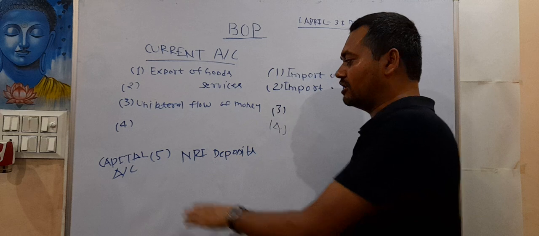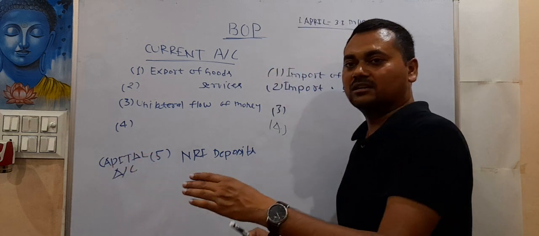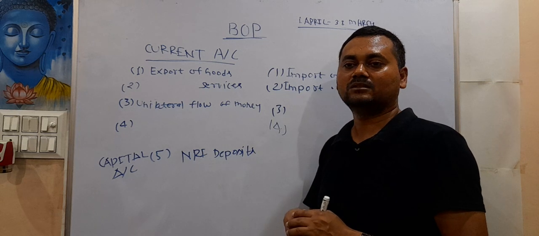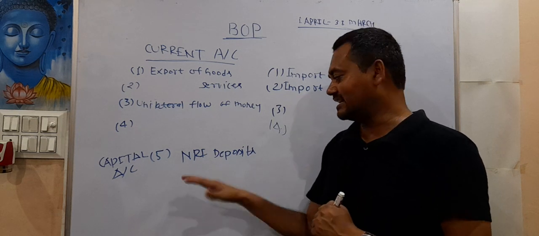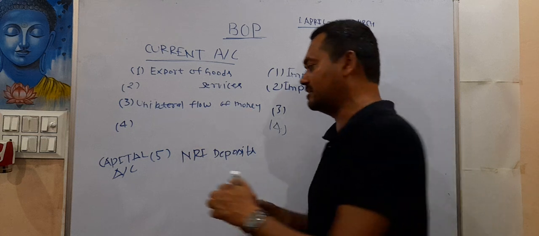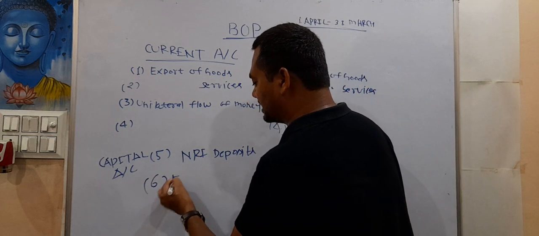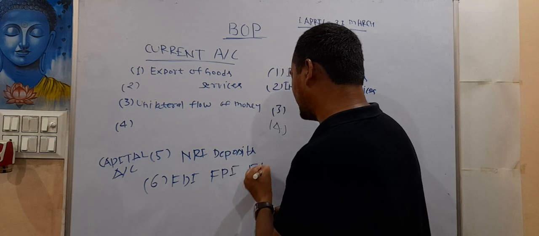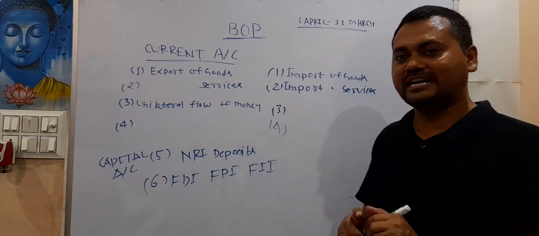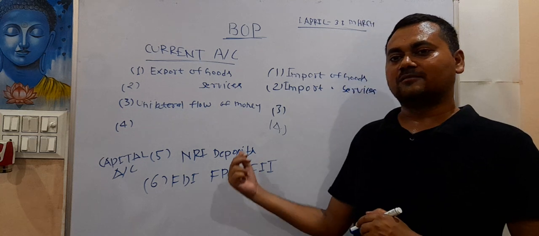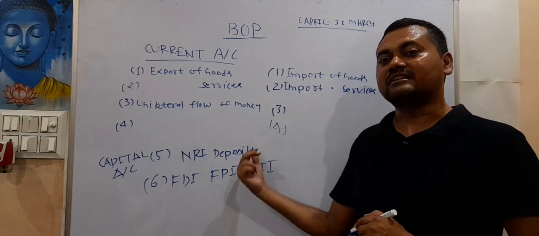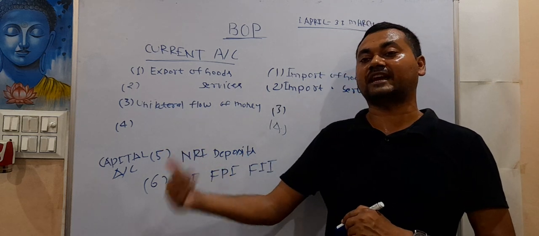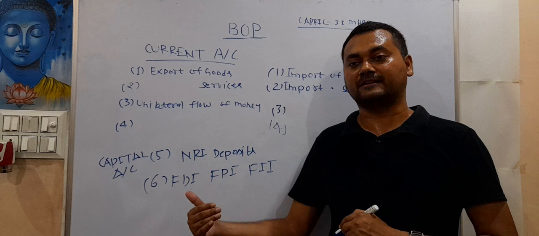That's why all the components in the capital account have the nature of liability. NRI deposit is one of them. The sixth component is FDI and FPI or FII: foreign direct investment, foreign portfolio investment, and foreign institutional investment. They are all liabilities because they don't actually belong to India.